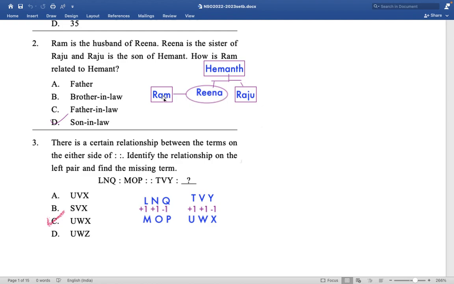Here, Ram is the husband of Reena. Reena is the sister of Raju, and Raju is the son of Hemant. That means Reena is the daughter of Hemant. So Ram is related to Hemant by son-in-law relation.